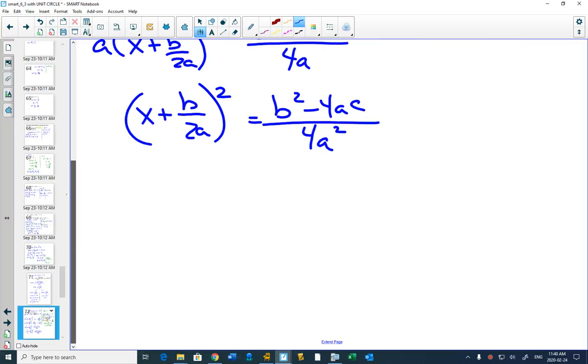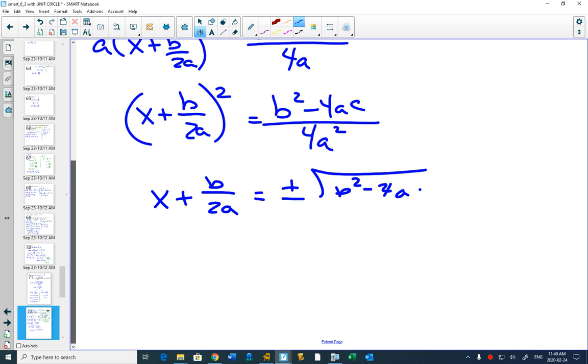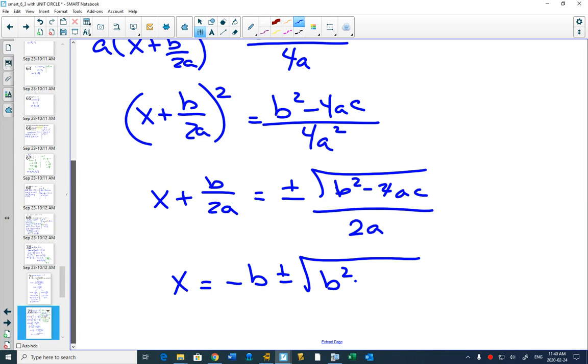Now you can square root. How do I square root this? Well, that'll just leave me with b over 2a. On this side, I have plus or minus square root of the top. Hey, this is starting to look familiar. B squared minus 4ac. And when you square root the bottom, it's just 2a. How do I get x by itself? I'd have to subtract this on the other side. And notice they already have a common denominator. So you could put them together. And there's your quadratic formula.